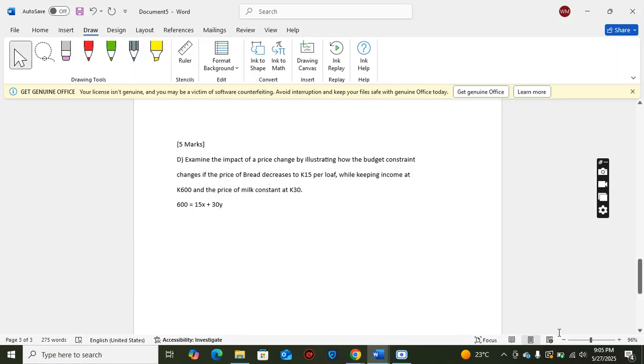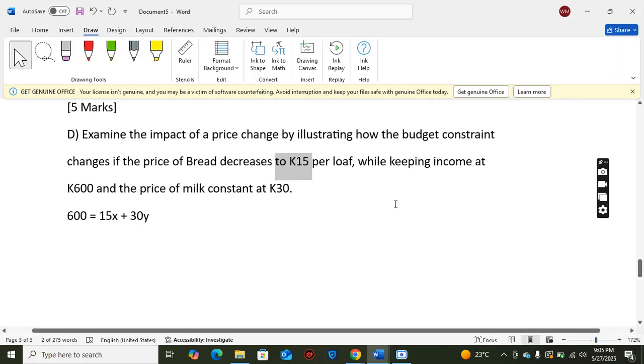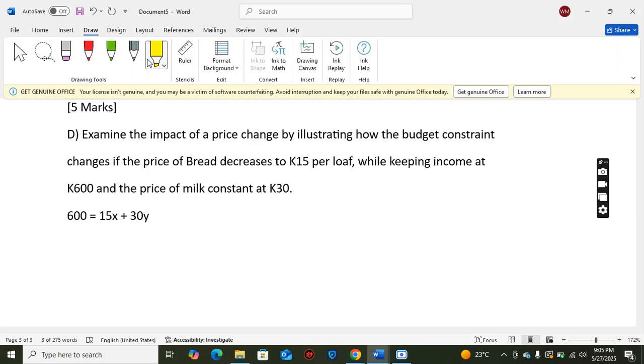The question here, they've told us the price of bread is 15 kwacha, income 600, price of milk 30 kwacha. Part D.